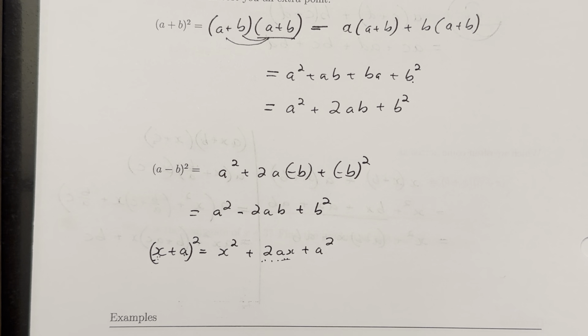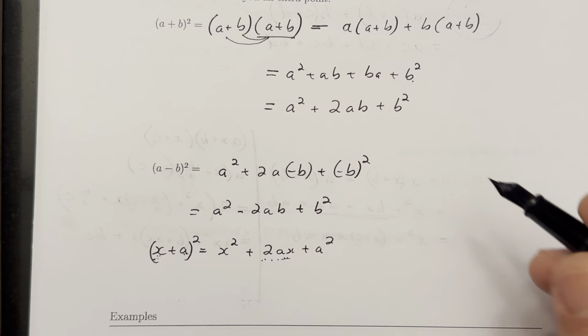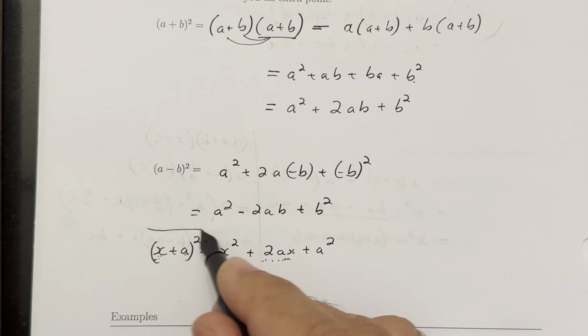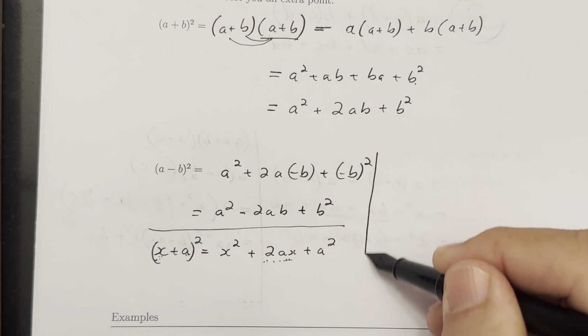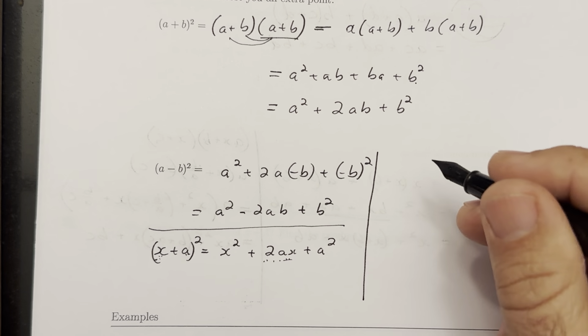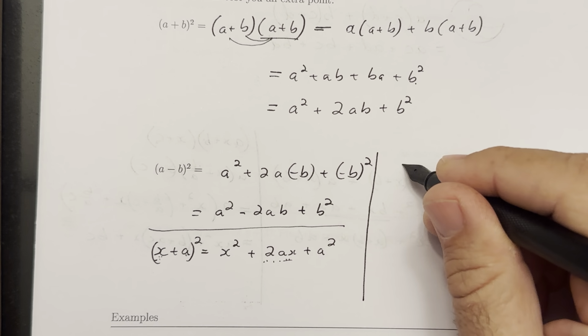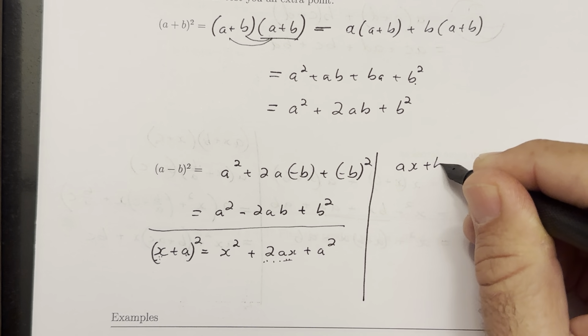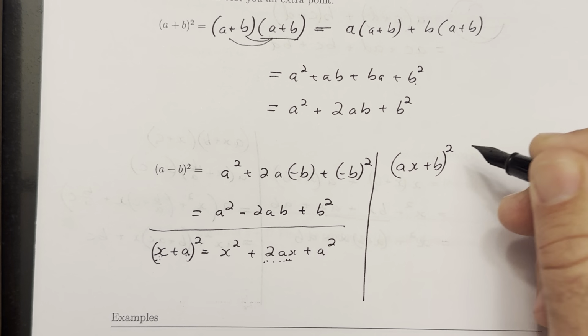Okay, good. So, moving forward, why don't we look at one other that would be of interest to us? What about when I have ax plus b quantity squared?